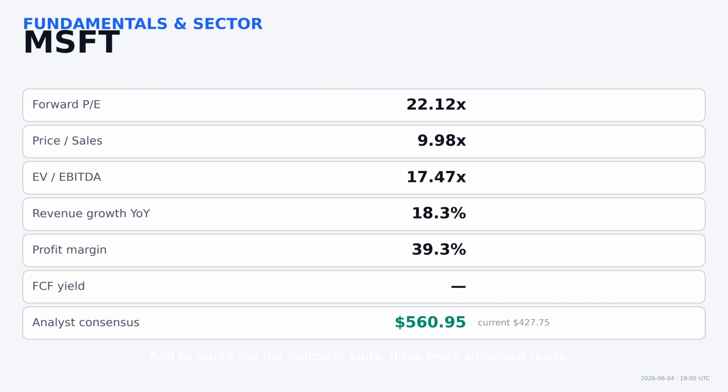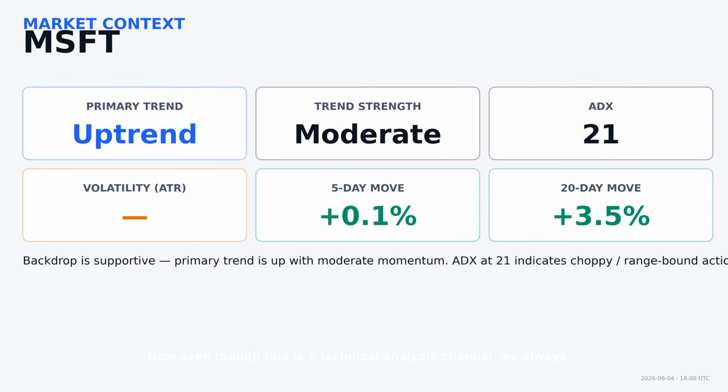Now, even though this is a technical analysis channel, we always sanity check the fundamentals. Here, revenue's growing 18% year over year. That matters because it tells us whether the chart is rhyming with the underlying business, which is when the highest conviction setups happen.